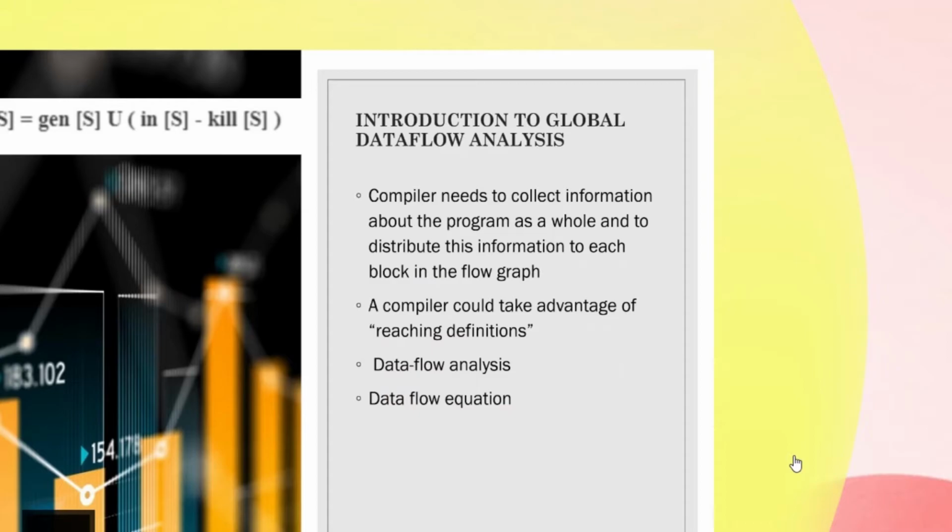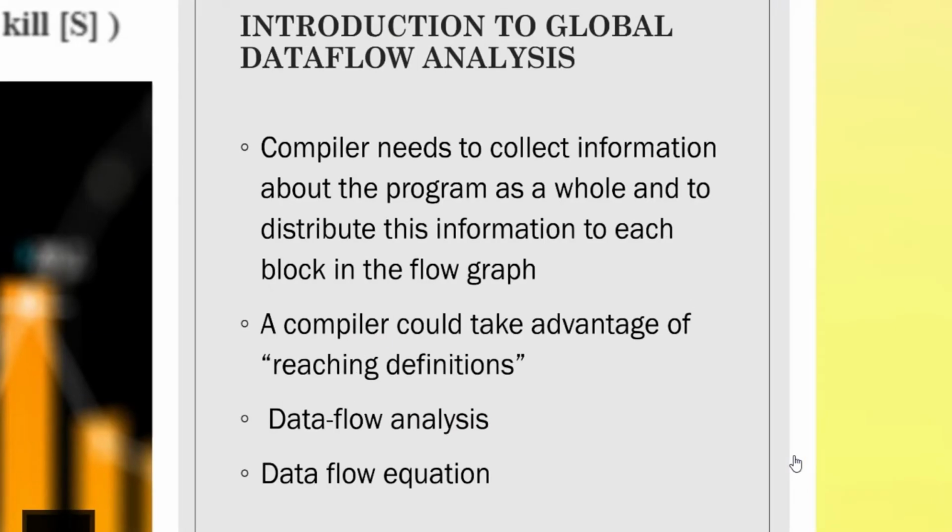Next, introduction to global data flow analysis. In order to do code optimization and a good job of code generation, the compiler needs to collect information about the program as a whole and to distribute this information to each block in the flow graph. For that, the compiler would take advantage of reaching definitions. So reaching definitions is nothing but knowing where a variable like A was last defined before reaching a given block in order to perform transformations.